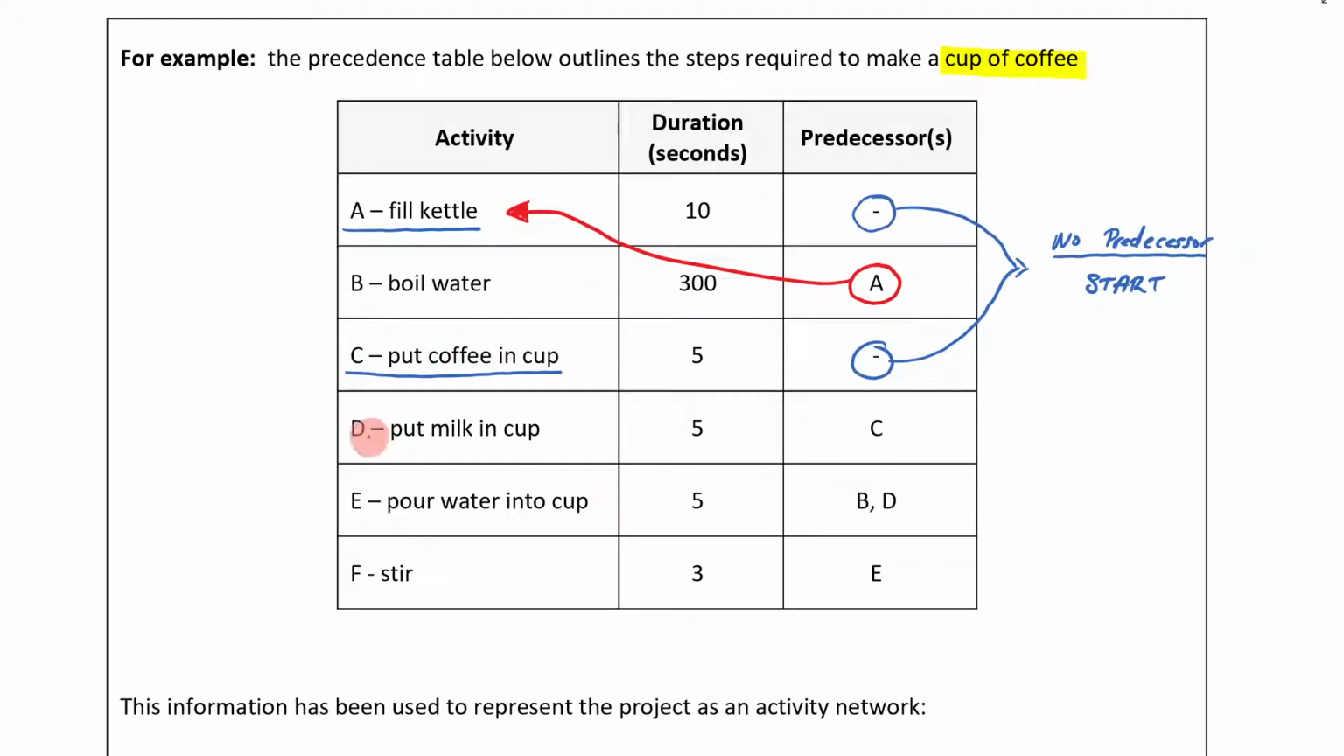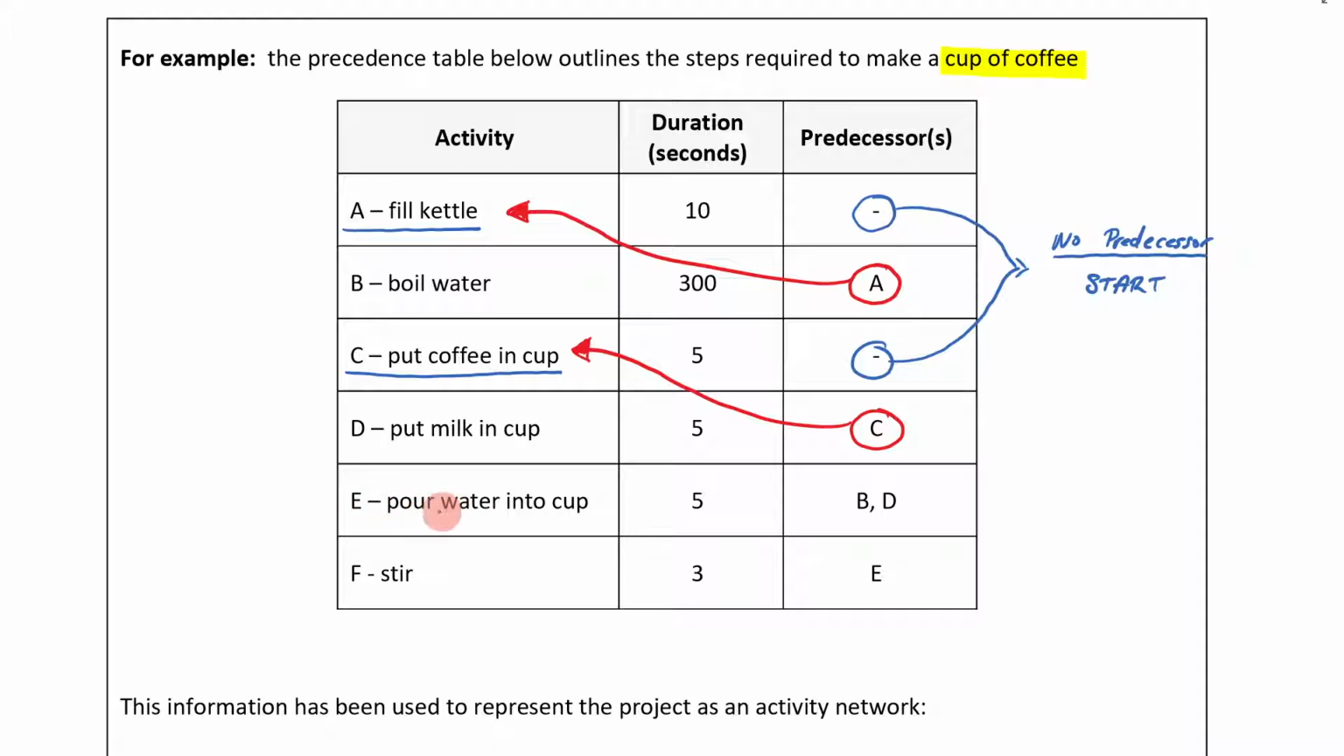Let's go to D, which says put milk in a cup. This takes 5 seconds. And the predecessor to this step is C, which is put coffee in the cup. So that means before you can put milk in the cup, you must put coffee in the cup. And then we keep on going.